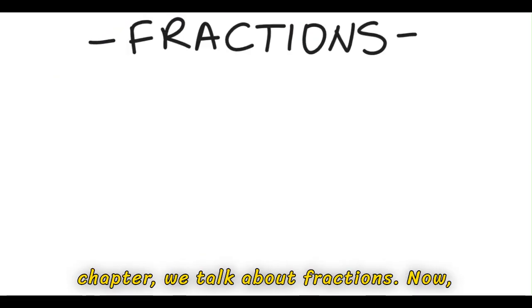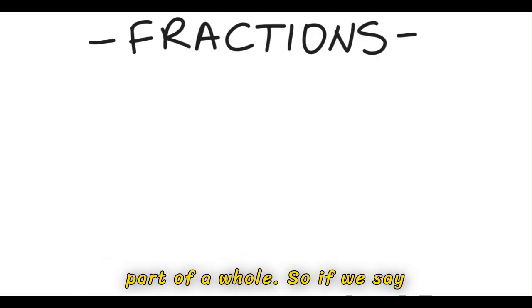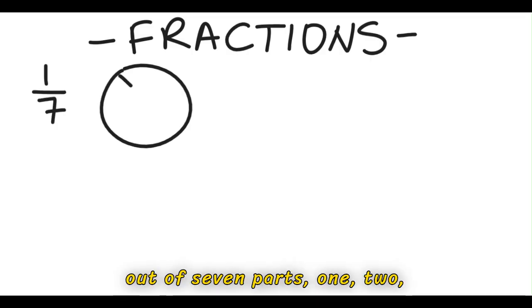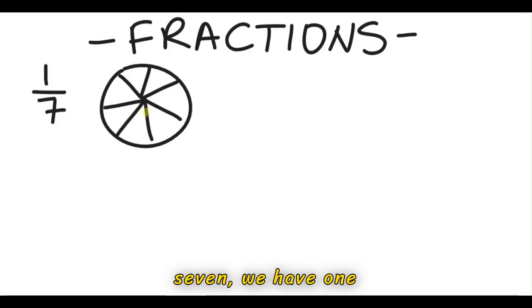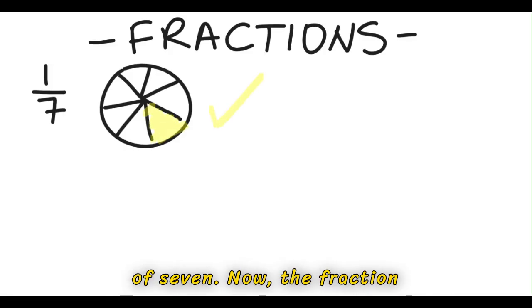In this chapter, we talk about fractions. Now, when we say fraction, it is basically part of a whole. So if we say 1 out of 7, that means that out of 7 parts, 1, 2, 3, 4, 5, 6, and 7, we have 1 part only, right? So it's 1 out of 7.